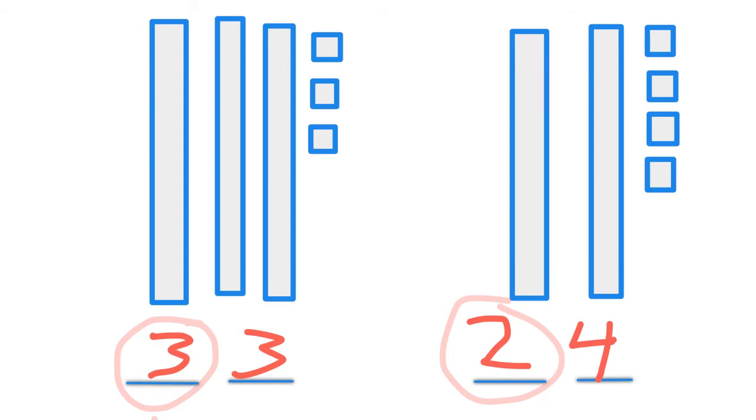Do you think we have to look at the ones still? If you said no, we are correct. We only have to look at the tens. There's no amount of ones that's going to make up for it. So the 3 tens is greater than the 2 tens. So we can do this in word form. 33 is greater than 24.